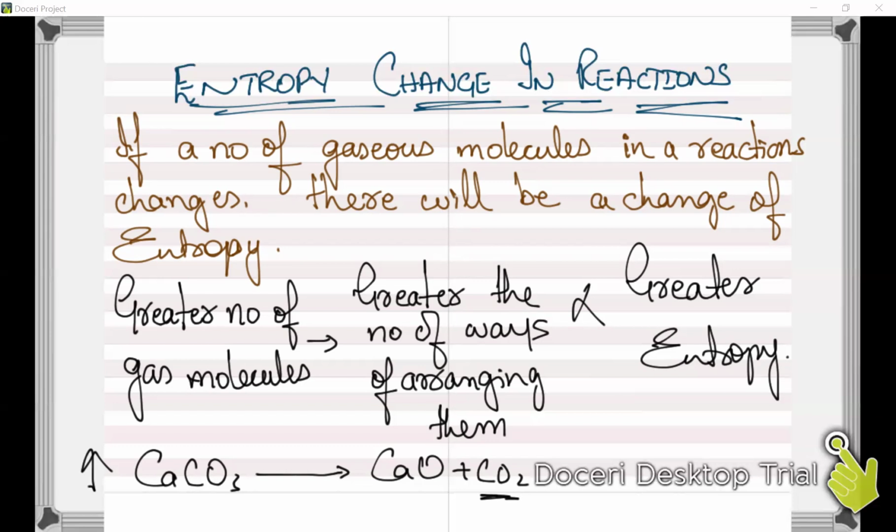In this case, particularly in this reaction, which reaction am I talking about? The decomposition of CaCO3. We say that the entropy is increasing, and the very major reason why entropy is increasing is because the gas molecule is being produced. Let me know when you're done writing this so that I can change the slide. It's another topic.